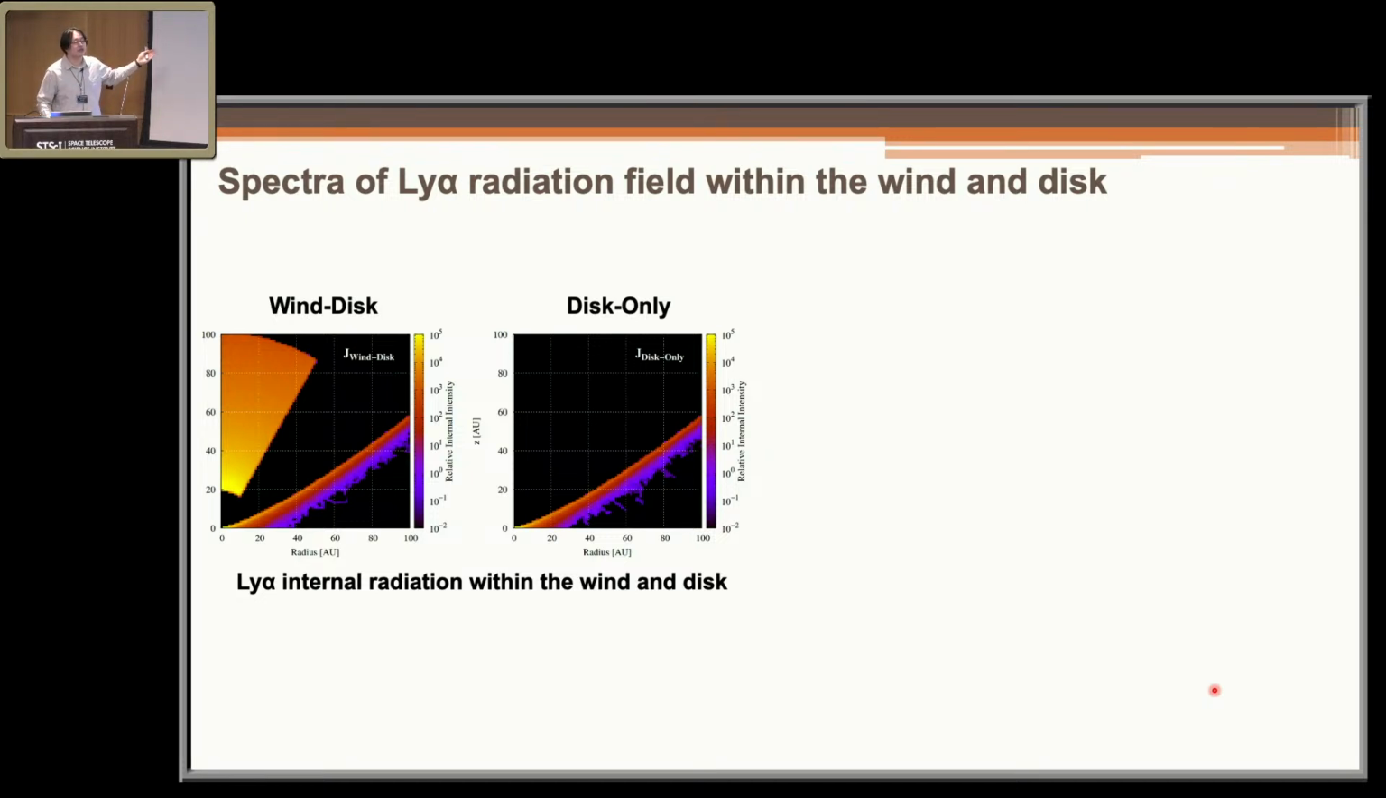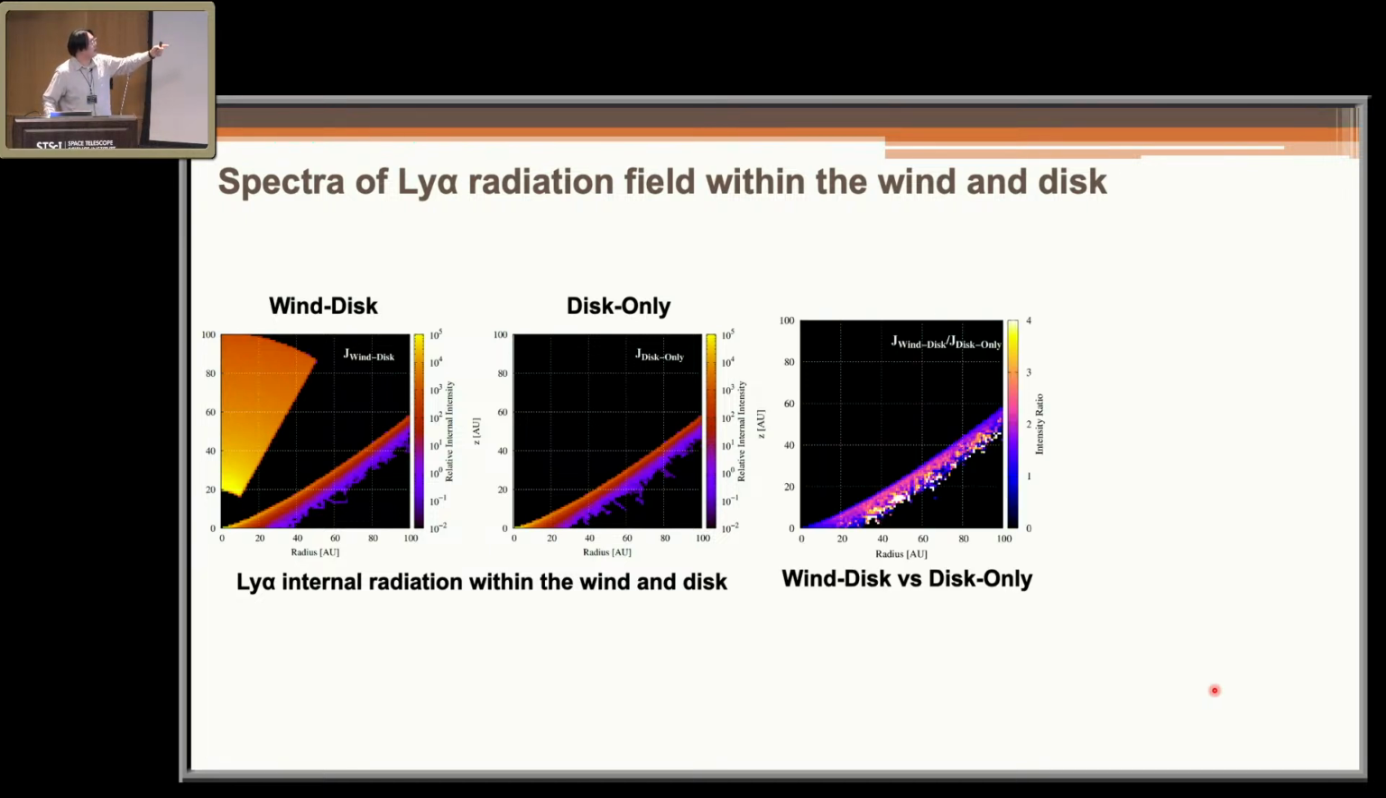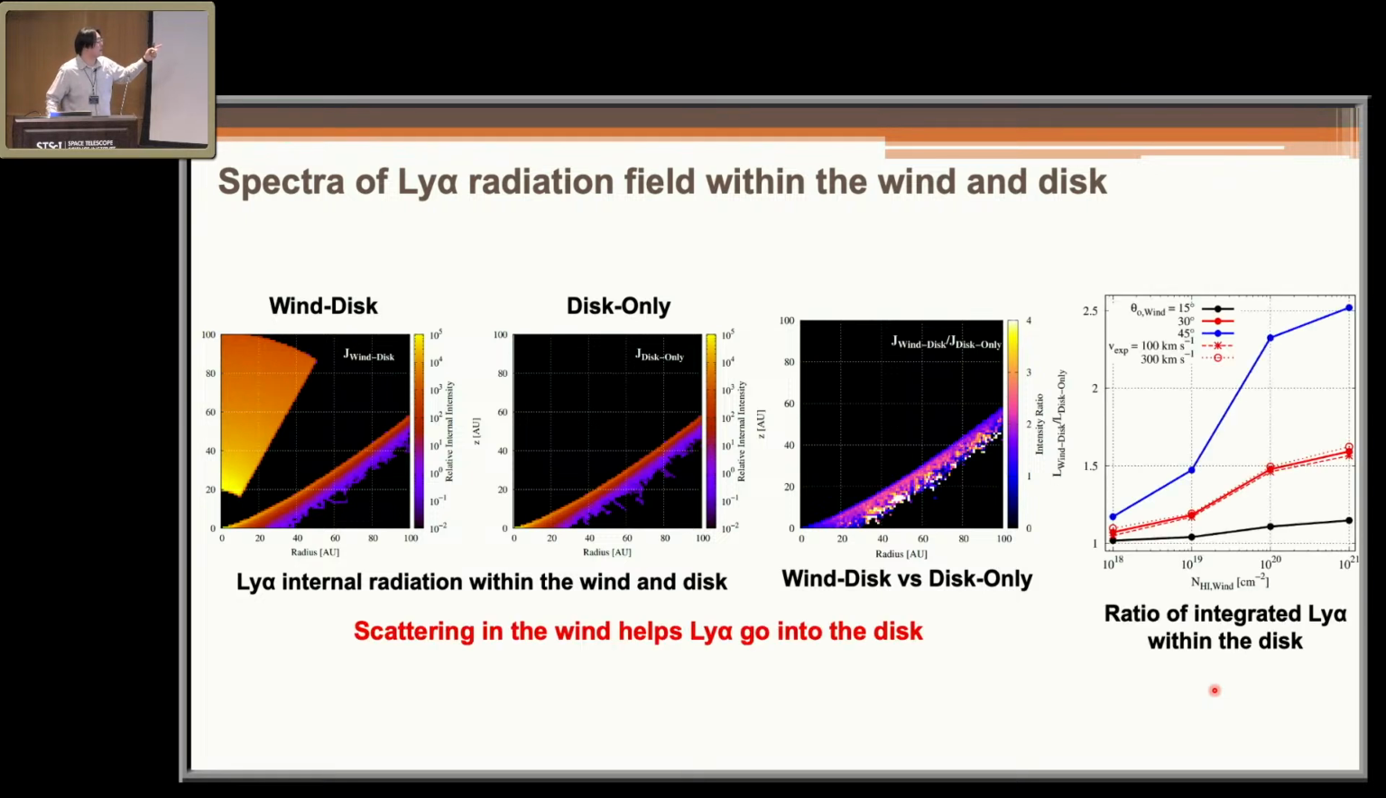I also compute the external Lyman alpha radiation. The left is the wind-disk model, and the right is the disk-only model. So I compare with the external radiation field. I just quickly test one figure because this figure represents the total luminosity of the Lyman alpha within the disk-wind model and disk-only model. If the disk opening angle is large and the column density is high, the reflection effect is very important. The wind reflection helps Lyman alpha go into the disk.